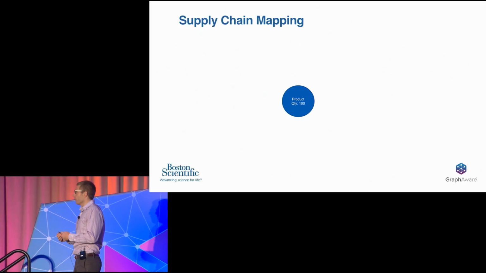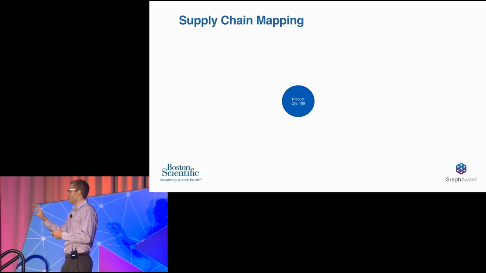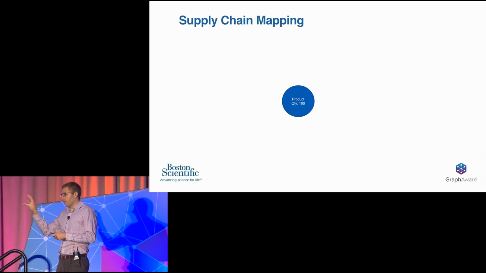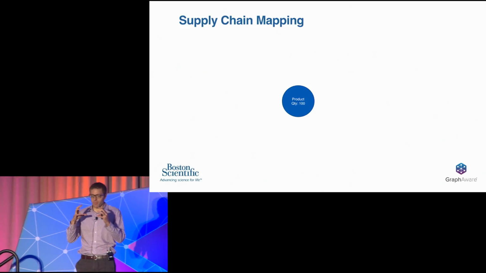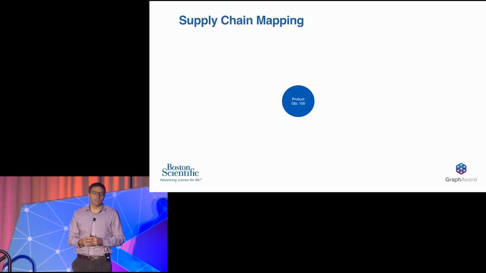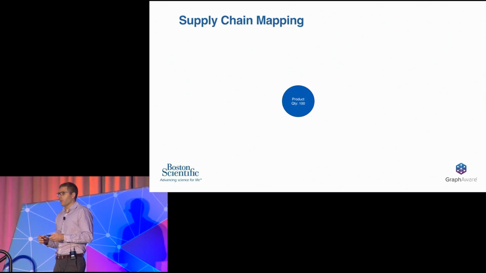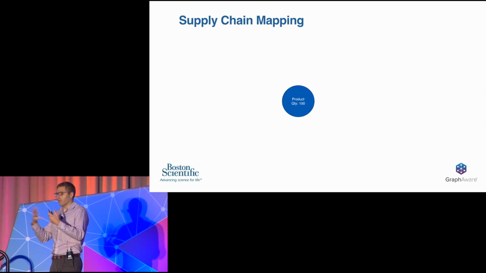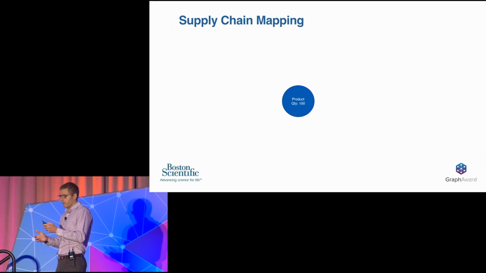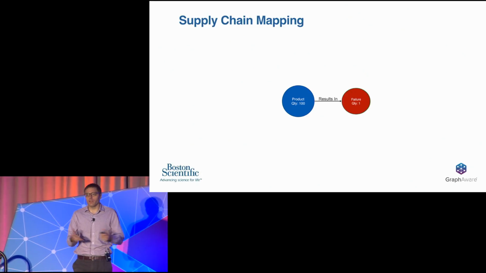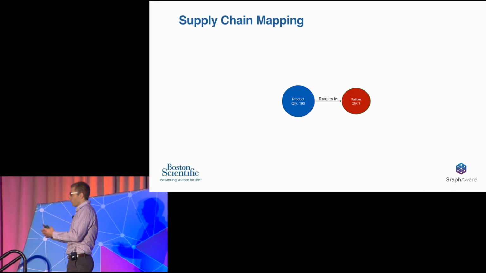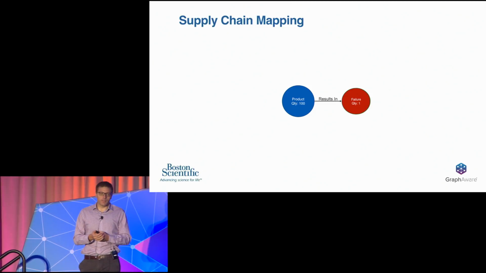So we have our supply chain mapping. You can imagine a finished good product, and so we make a batch of some device. Maybe there's 100 of those devices, and that's a finished good. And we do some testing when we finish making these things, and we might have a failure of some test. So one of those products failed.